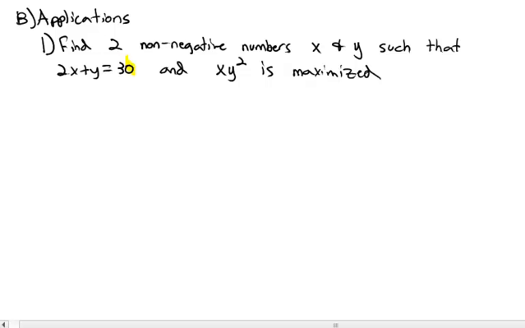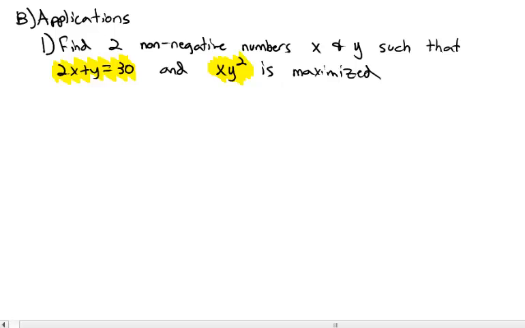This first equation, because it's got an equal sign on it, that's called our constraint. That's what we're limited by. The second function without the equal sign, what we're trying to maximize, that's our objective function. Our objective is to make that as big as possible. We're going to use the constraint to help us find that.